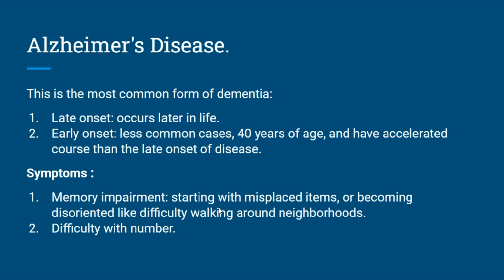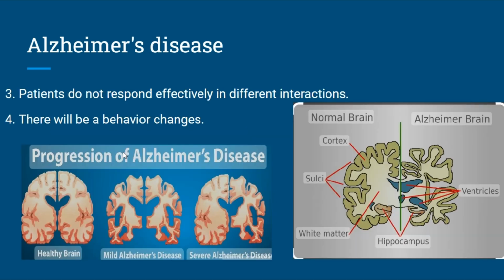It has a late onset, occurring later in life, and then it has an early onset, which is less common, at around 40 years of age, and has an accelerated course compared to the late-onset disease. Symptoms include memory impairment, starting with misplaced items or becoming disoriented, like difficulty walking around the neighborhood, and difficulty with numbers. Patients are not going to respond effectively in different interactions, and there will be behavior change.